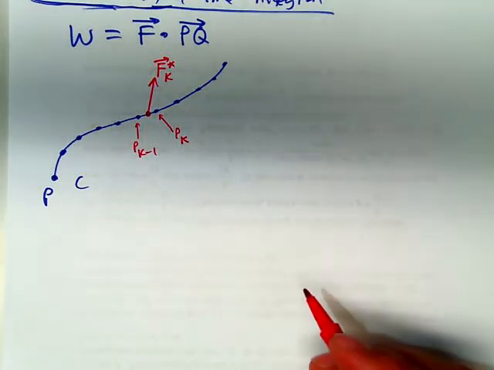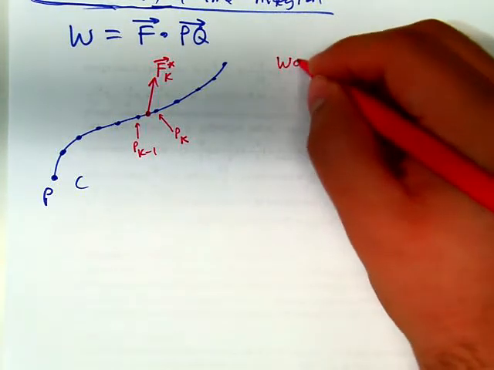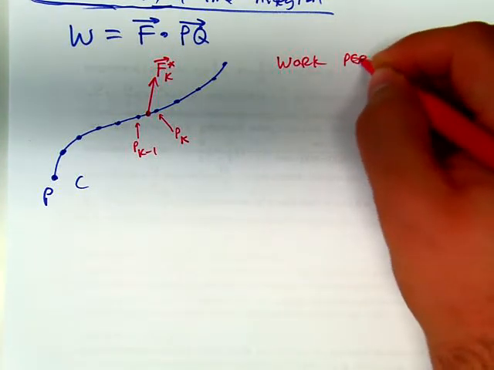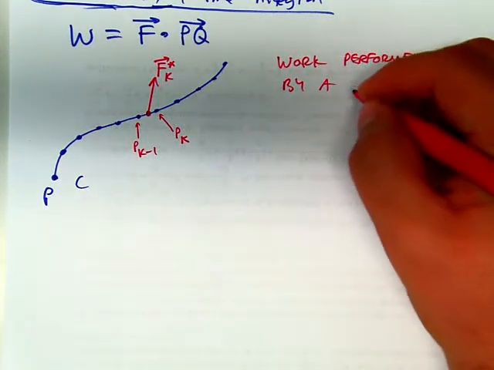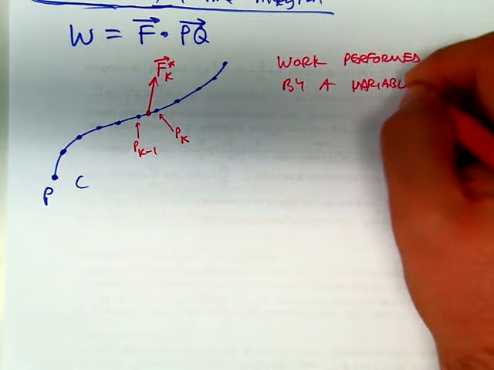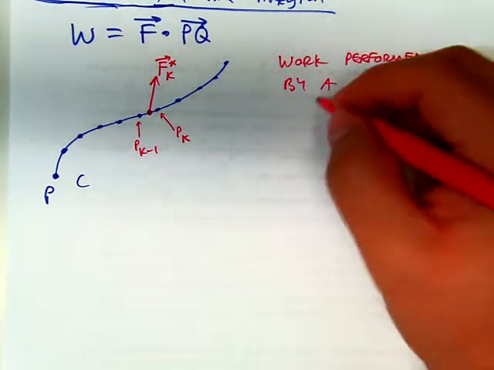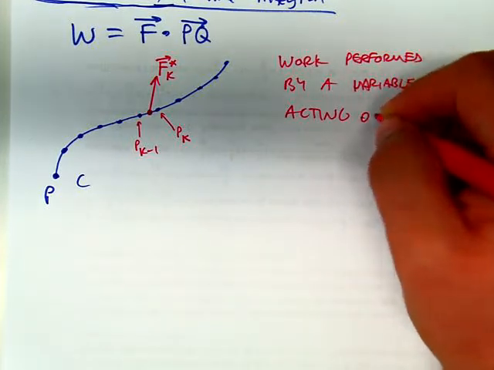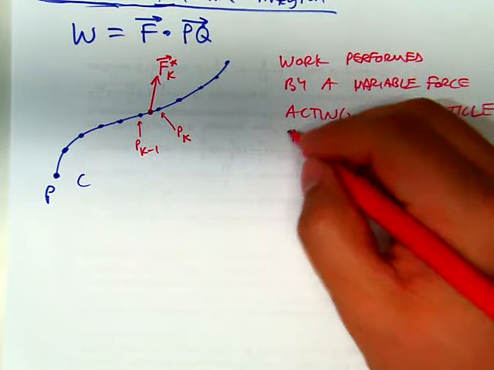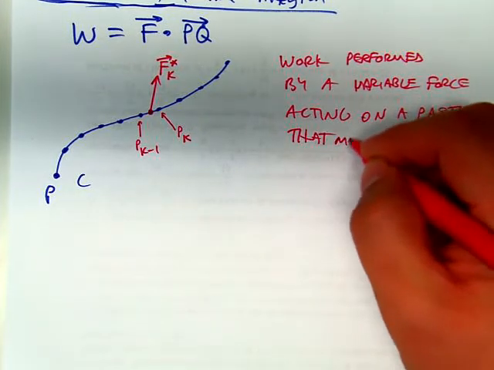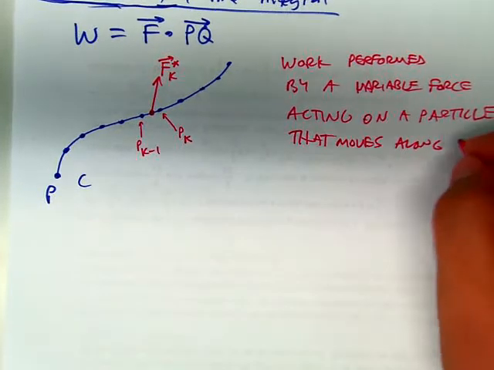Okay? So now the idea is we're going to find the work performed by a variable force. This is a more general concept than what we've been doing. Acting on a particle that moves along a curved path.